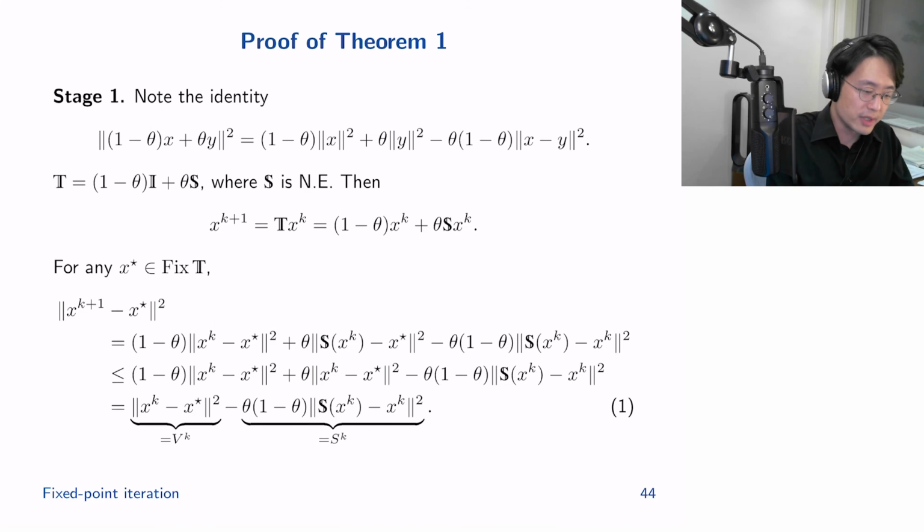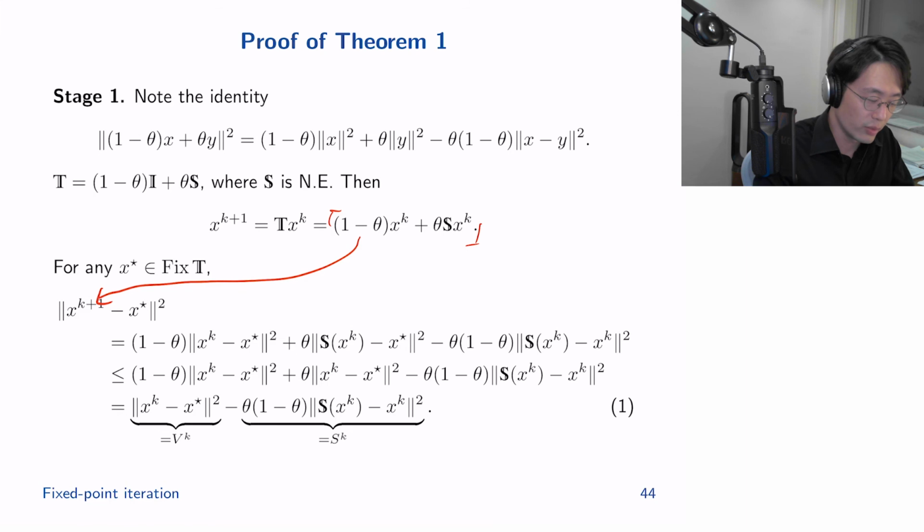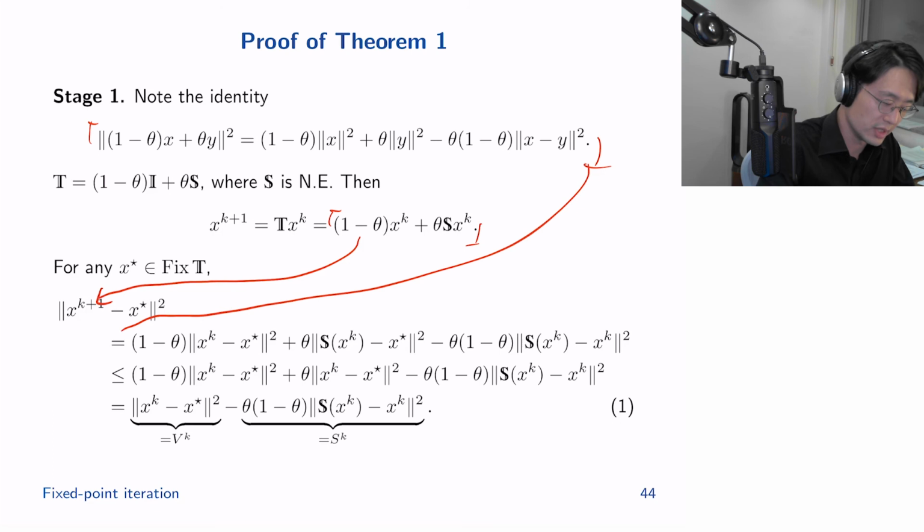So x_{k+1} is, by definition, equal to this. We take this and just plug it into here. And then we plug that into here, and then we take this identity and use it here. So that gives us this stuff. Okay.